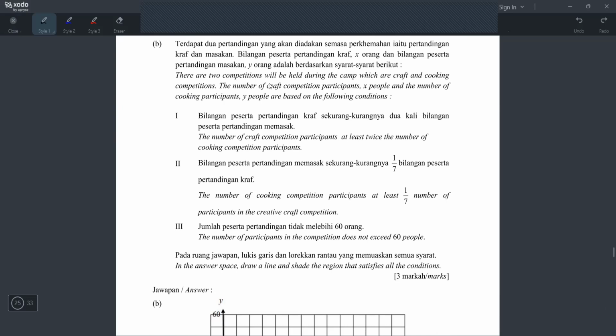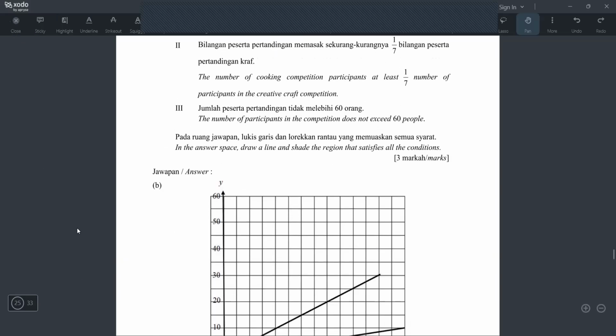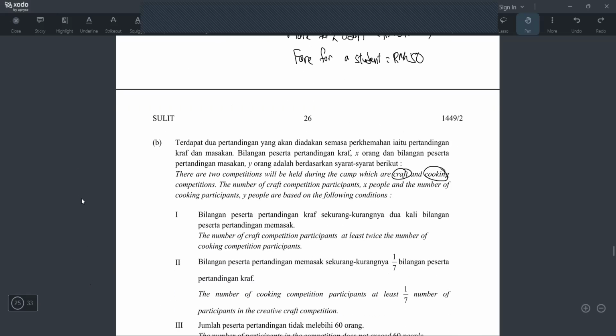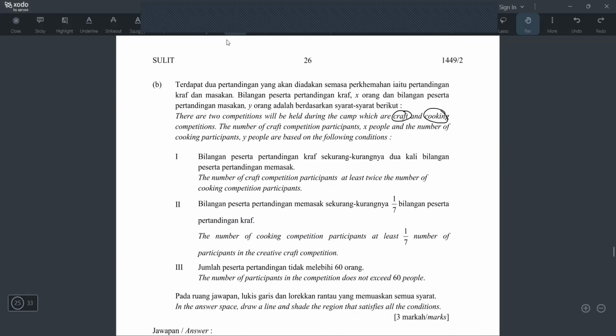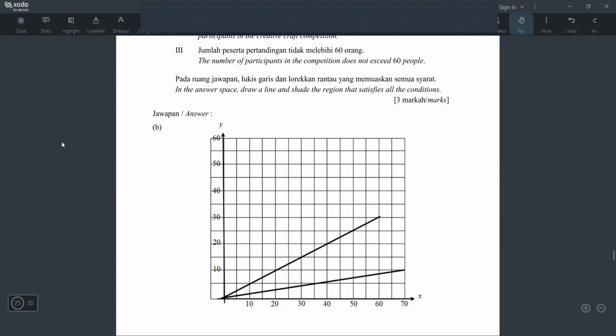There are two competitions will be held during the camp, which are craft and cooking competition. So two types of competition, craft and cooking. After that, the number of craft competition participants is X, and the number of cooking participants is Y. So X and Y represent number of participants. So what I will do now, okay, let's see where I should write this. I can write here, I think. Wait, is there any space here? Okay, I'll write here.